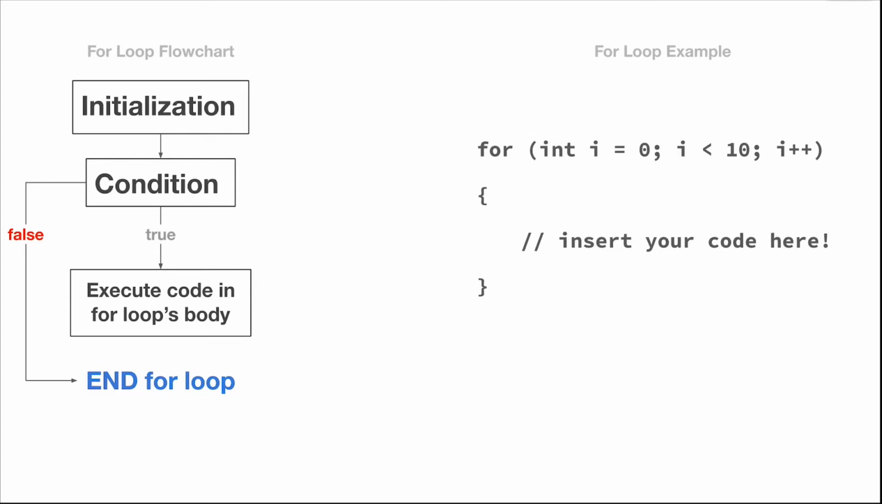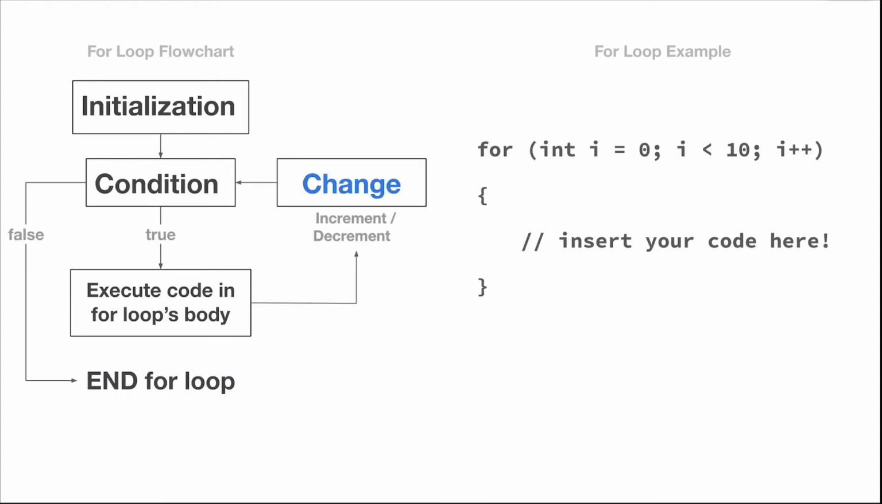Every time the code inside the for loop's body is carried out, the third step, change, executes. This change refers to the incrementation or decrementation of the variable we initialized in the first step. Going back to my example, if we put i++ in this section, the int variable i increments by 1 whenever the condition evaluates as true. Similarly, i plus equals 1 or i equals i plus 1 would do the same exact thing.